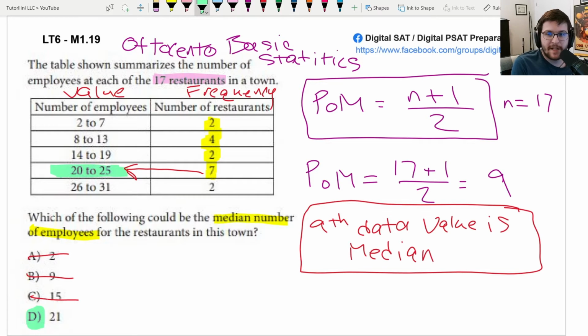Great. Again, guys, if you don't know how to use the position of median formula, please go watch my video on basic statistics. This is really important, and it shows up on almost every exam. So great. Let's move on.